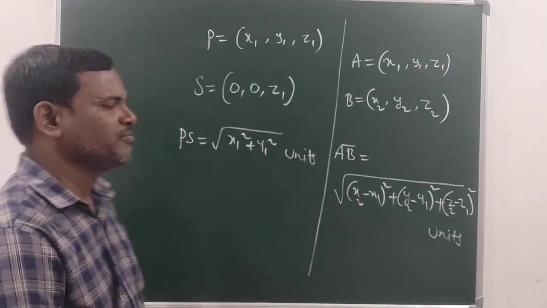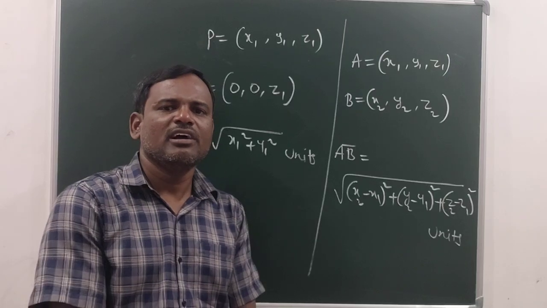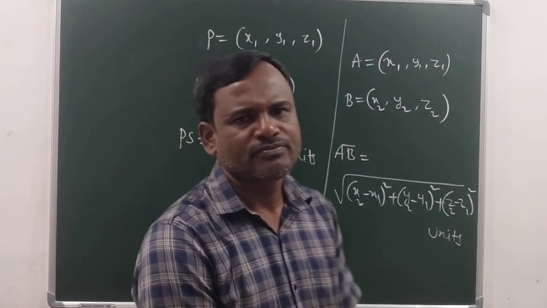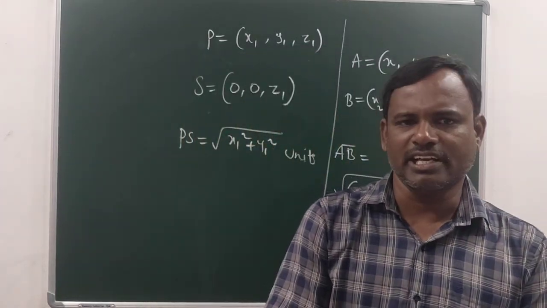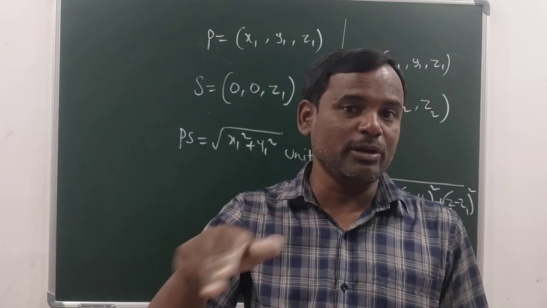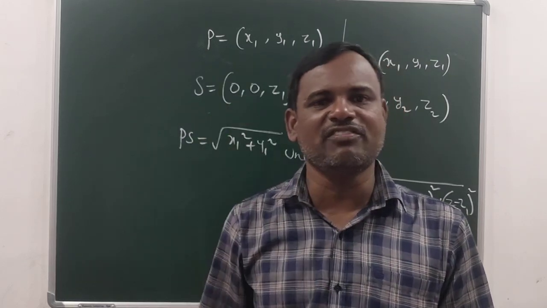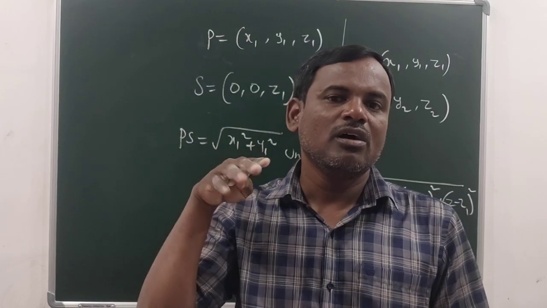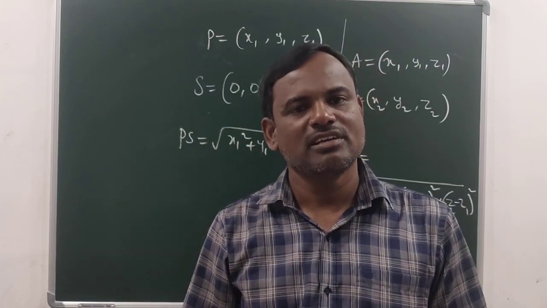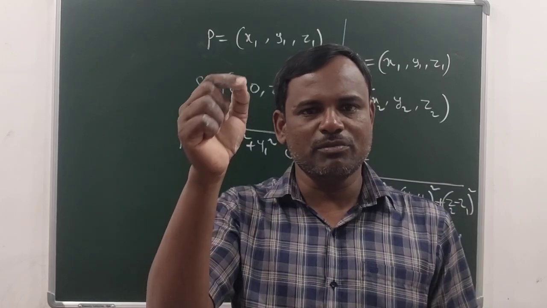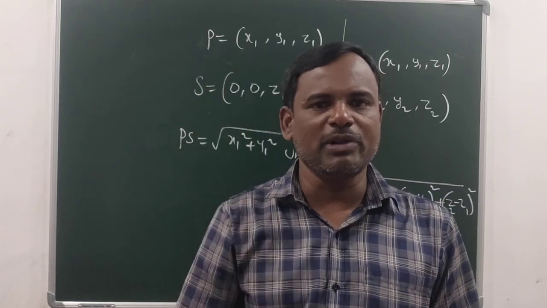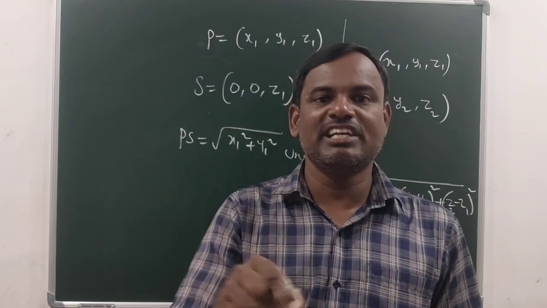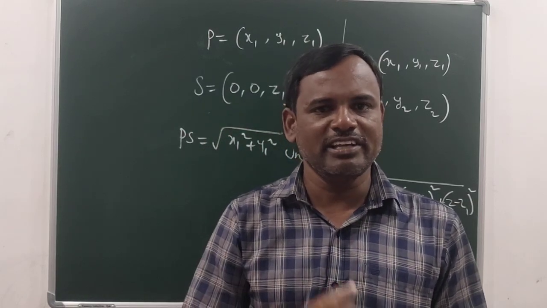Okay, students. So what did I do here? I calculated the distance from the point to the x-axis, y-axis, z-axis. The distances from that point to the xy plane, yz plane, zx plane I gave you in the beginning itself. Perpendicular distance from that point to the xy plane is z. Perpendicular distance from that point to the yz plane is x. Perpendicular distance from that point to the zx plane is y. Like that I defined in the beginning.